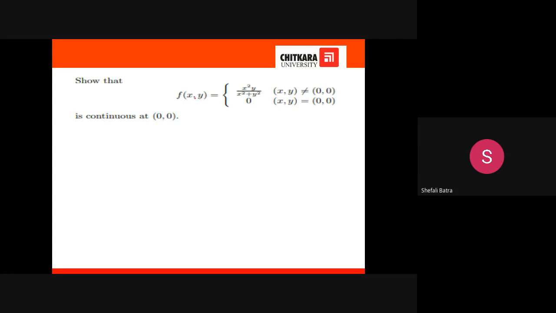Show that f of x comma y is equal to x square into y upon x square plus y square if (x, y) is not equal to (0, 0), and if it is equal to (0, 0), then the value of the function is 0. Is it continuous at (0, 0)? So you need to check, is it continuous or not? So first thing, the function must be defined at point (0, 0). It is defined: when x and y are 0, 0, the value of the function is 0.